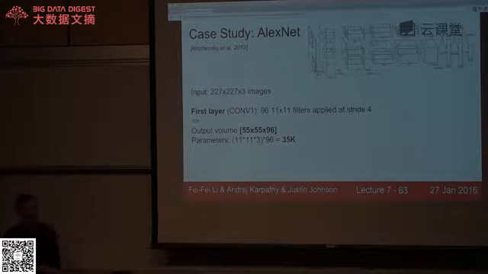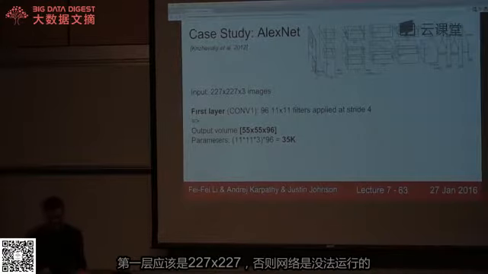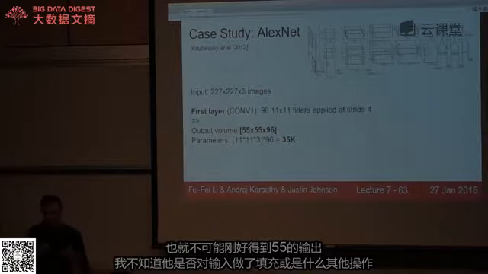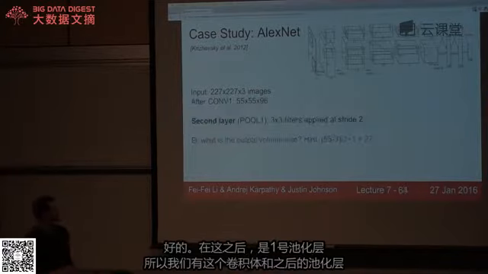But when you read the paper, do not be confused, just like everyone else. This first layer should be 227 by 227, otherwise it doesn't work. Otherwise you can't get exactly 55 output. I'm not sure exactly how he padded the input or something like that, but it's not described in the paper. Don't be confused by it.